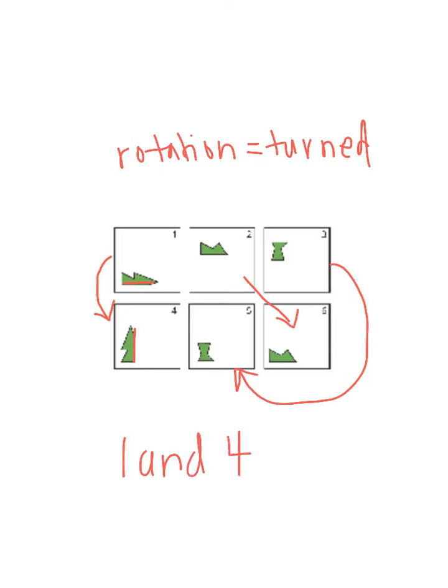Let's just make sure that that's not the case for the other pairs. So for 2 and 6, notice our figure here starts in the top left-hand corner and simply slides down to the bottom left-hand corner. So that's not a rotation.